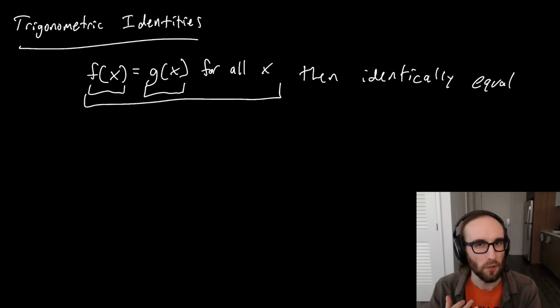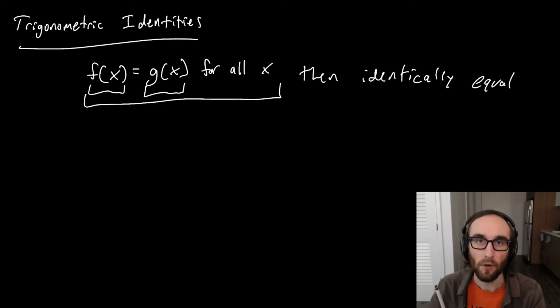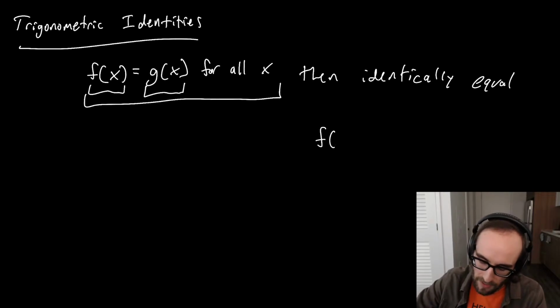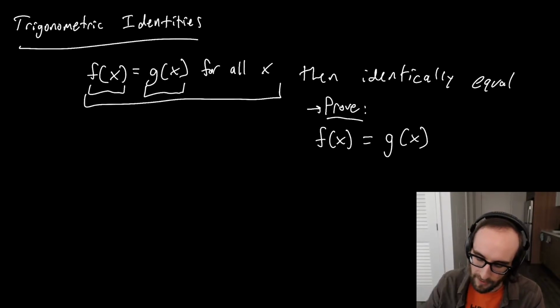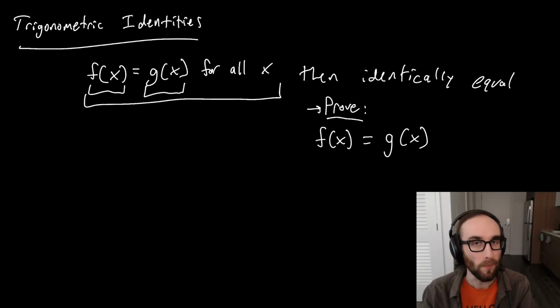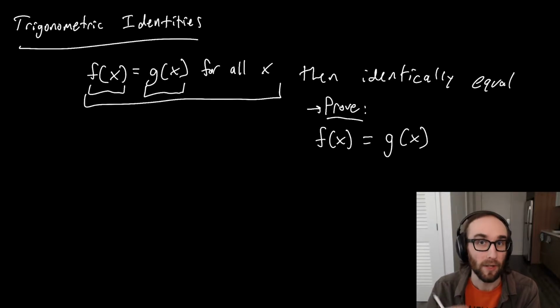What we're going to be asked to do in this section is show that some identities are true. What that means is we're going to be given an identity, f of x equals g of x, and our task is to prove that this identity is true. So we can't assume this equation is true. We can't work with it like we would an equation that we assume is true.